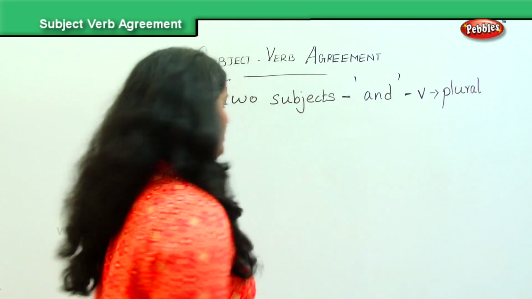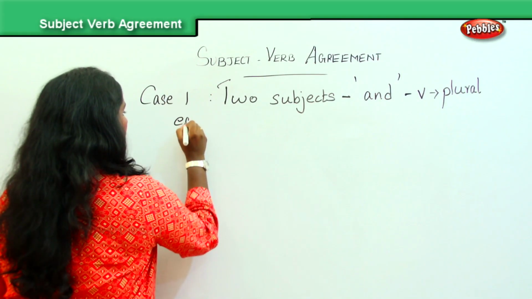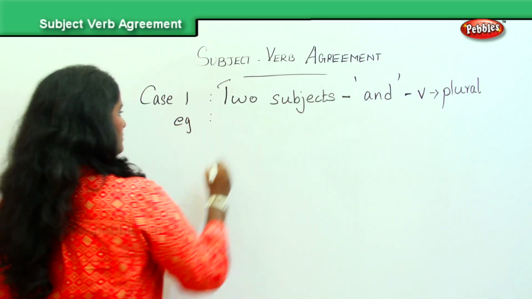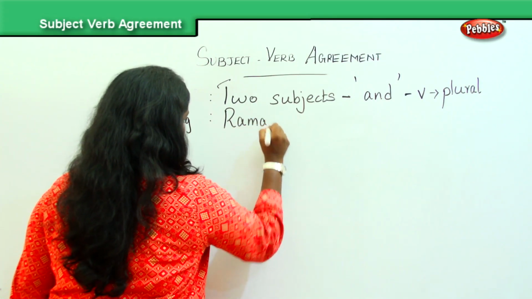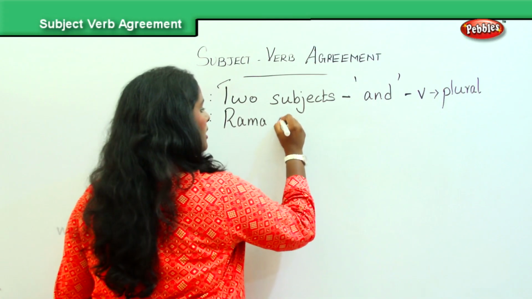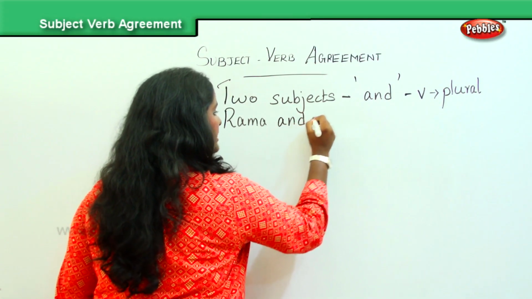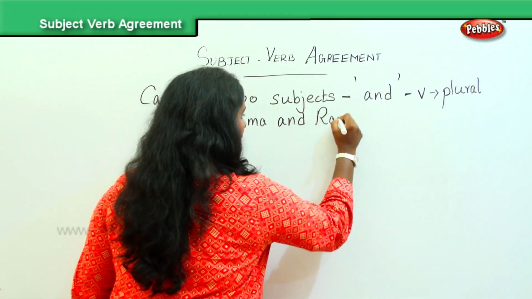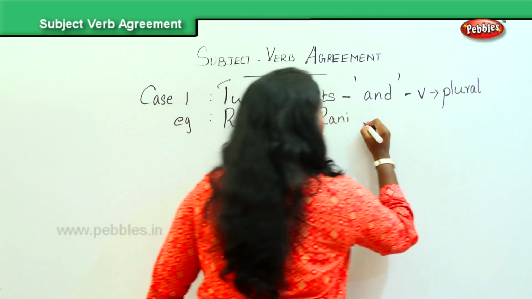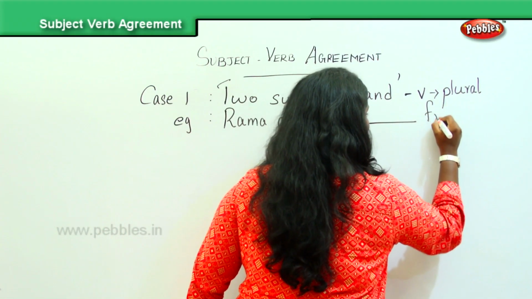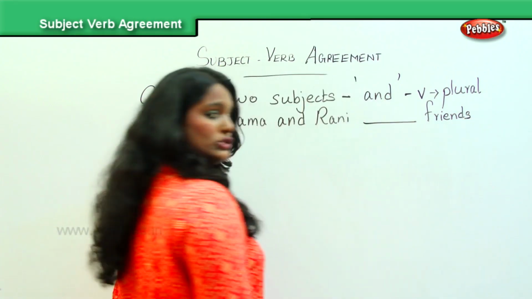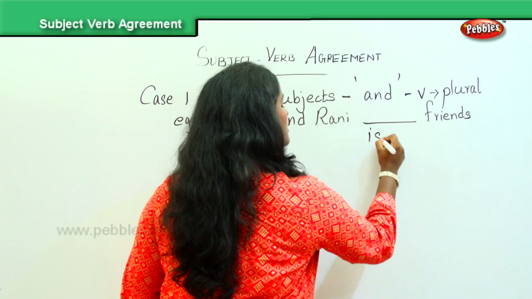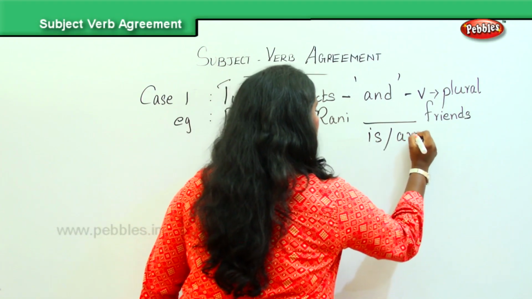Let me give an example. Rama and Rani dash friends. So, should I write is or are?